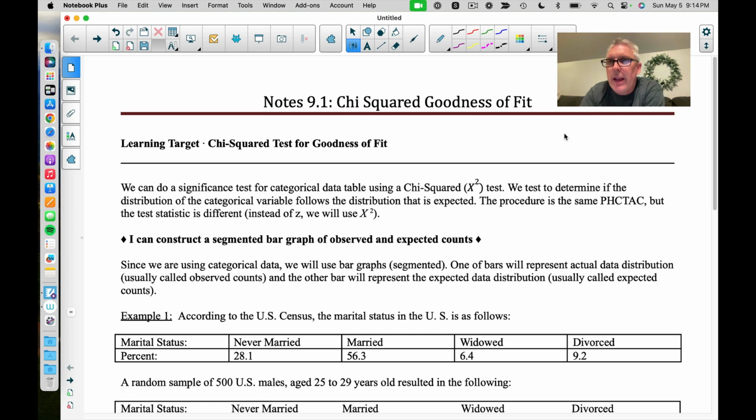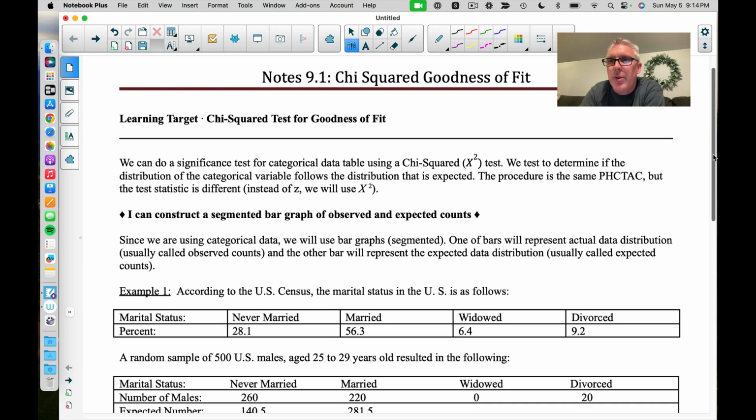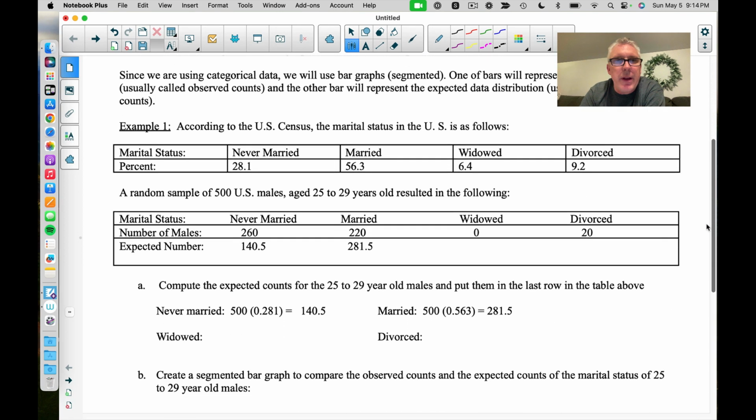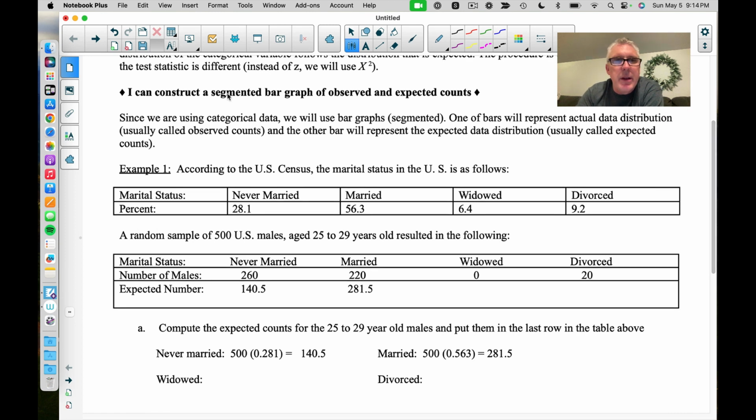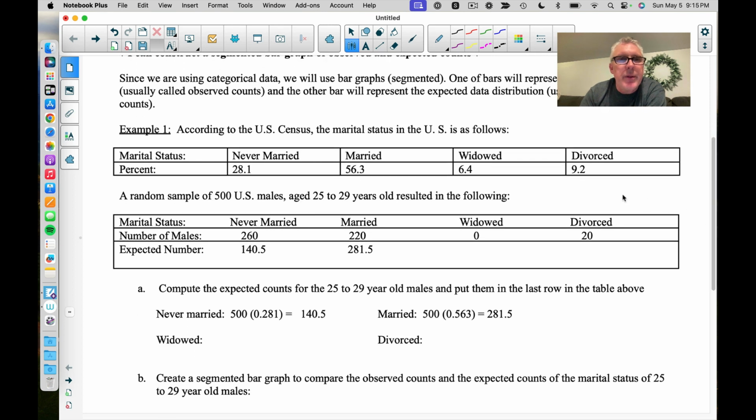Now, the first thing we're going to have to do, let me scroll down here, is talk about segmented bar graphs. We will not be doing segmented bar graphs to save some time. So here's what we've got. We've got a census, the marital status right here. This percentage would be population percentages. So this is what the population is in the U.S. If we took a random sample, 500 adults, ages 25 to 29.